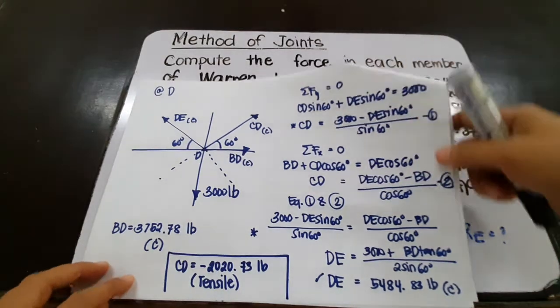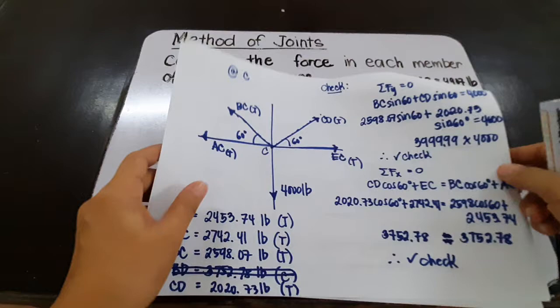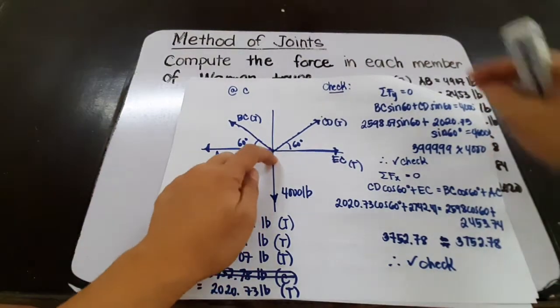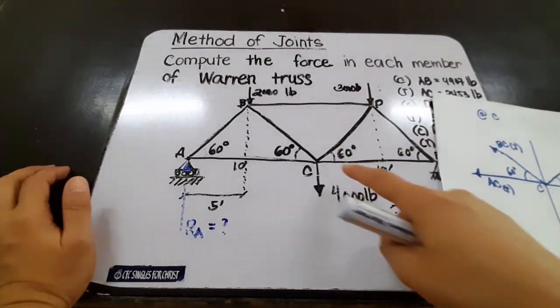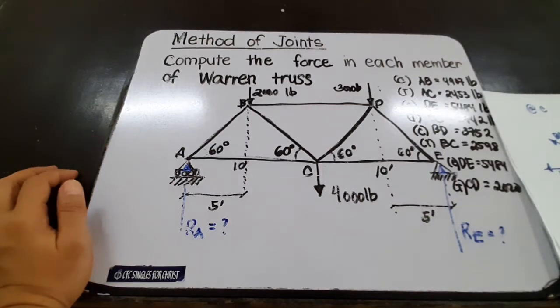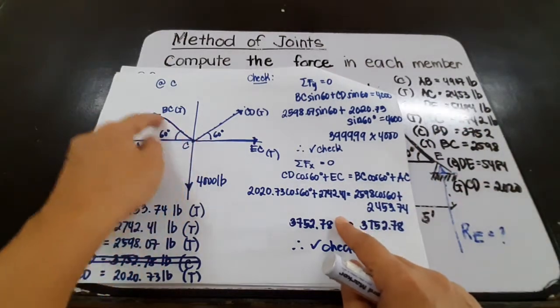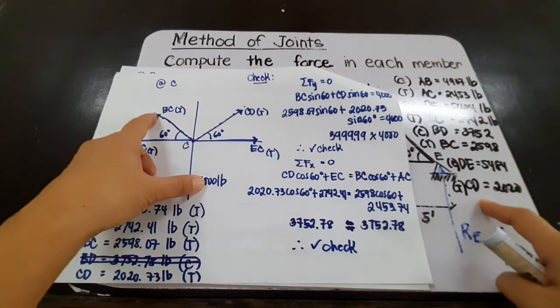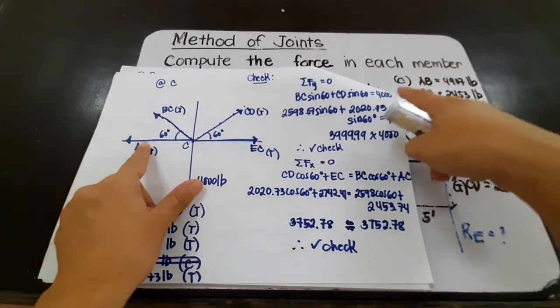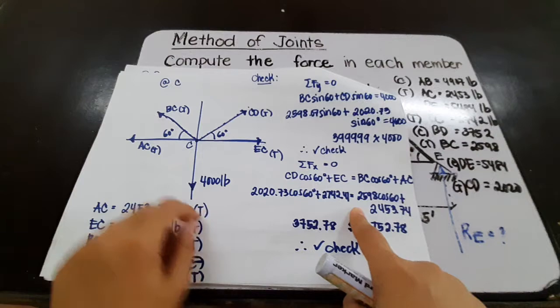And then, in order to check if the forces of these members are correct, we can take a look at joint C. So in the free body diagram at joint C, we assume BC. Since BC is tensile, then that's tensile. CD is tensile, and then AC is tensile, and then EC is tensile. And then we have 4,000 pounds.